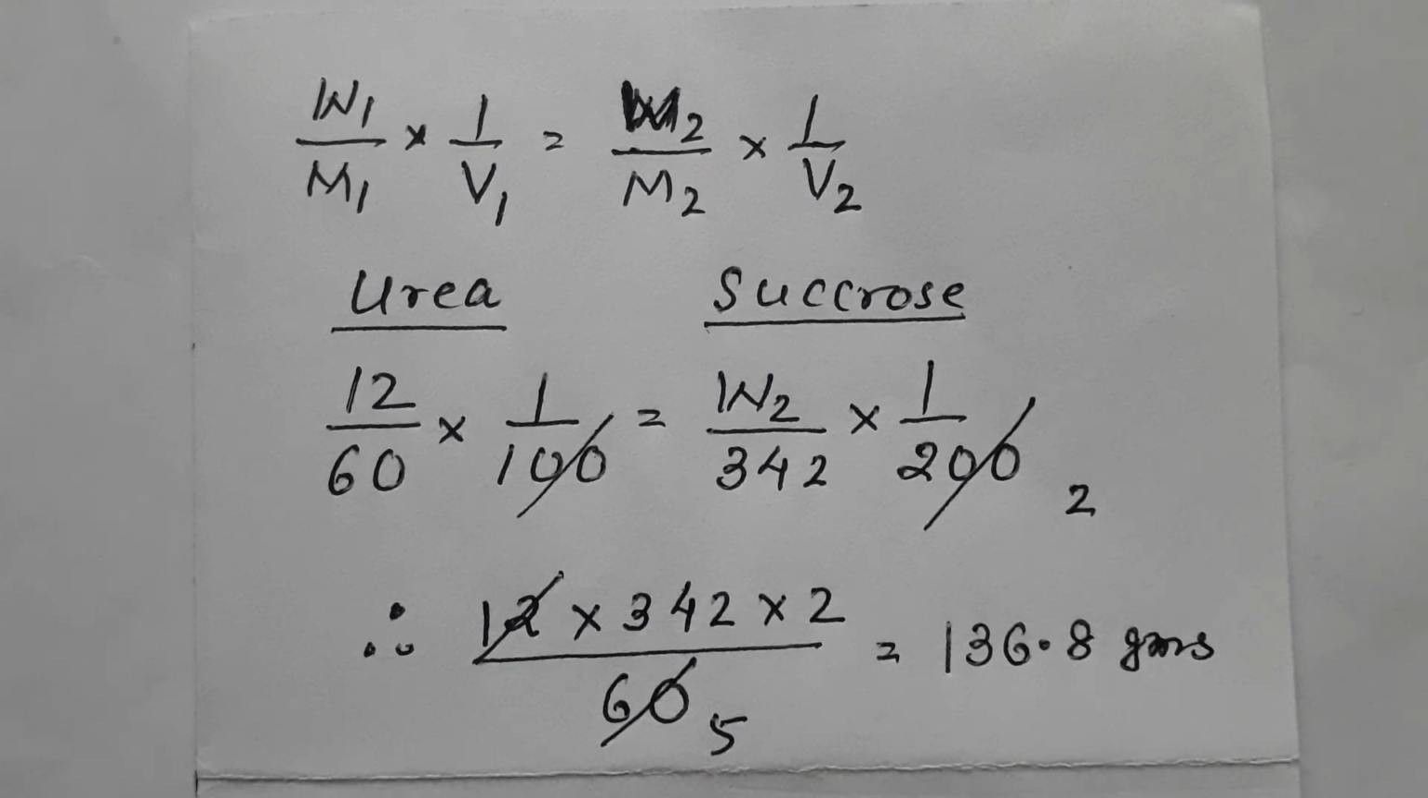So this is how the numericals based on the isotonic point are calculated. What is the isotonic point? The isotonic point is the point where the concentration of two solutions across the semi-permeable membrane becomes the same. So I hope that this topic of isotonic point, isotonic solution and the numericals based on them is clear to you all.